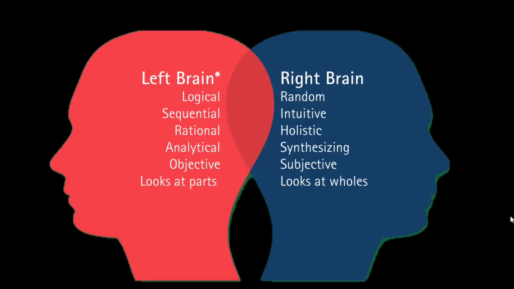As I said, it's a big topic, the dominance of the left brain and the right brain. We all say that the left brain is more logical, sequential, rational, analytical. They go into details. However, the right side of the brain is more intuitive, holistic. They look at it from afar. They get a good view of the whole thing before analyzing. They're more subjective. They look at the whole, intuitive, holistic. So that's the right brain.